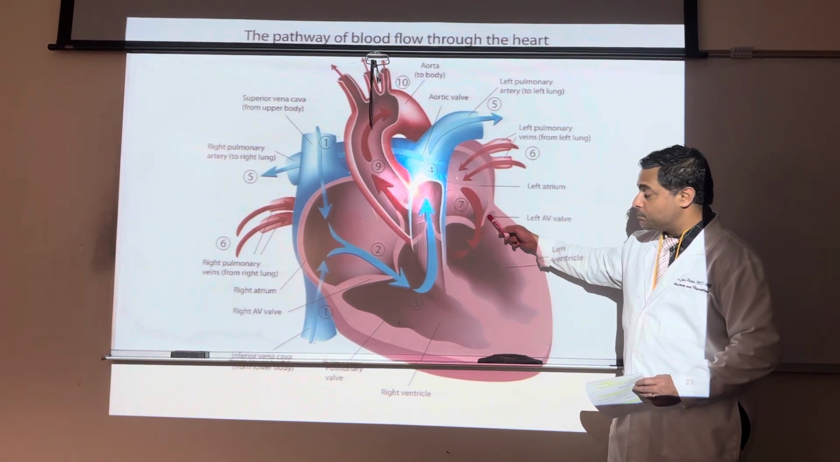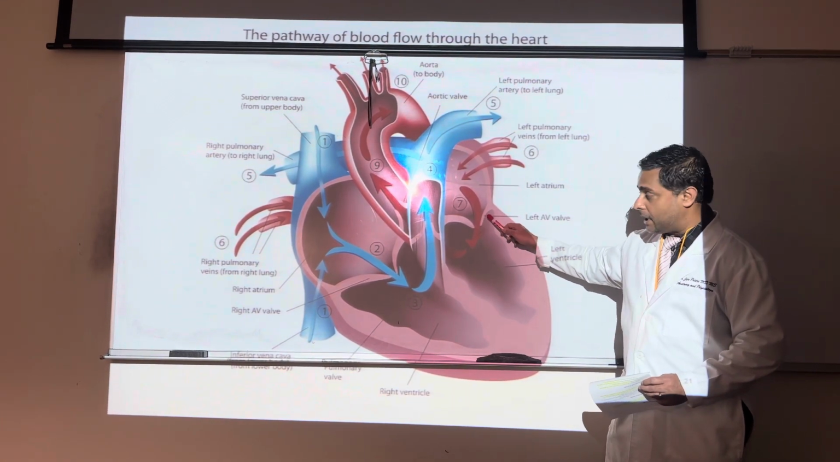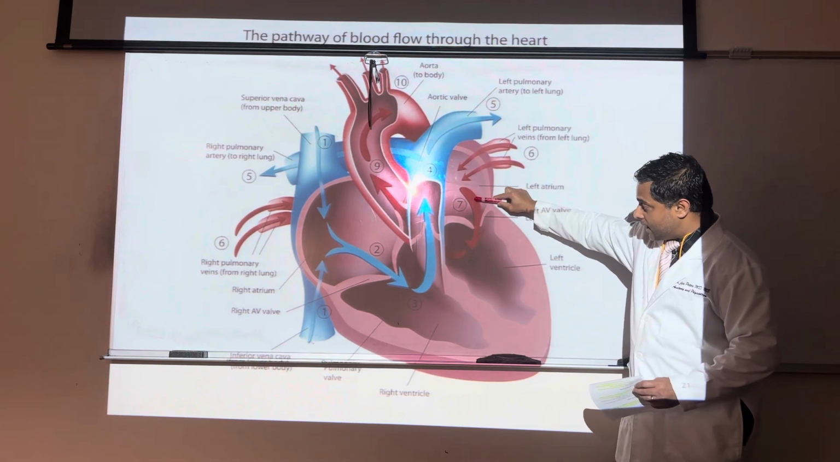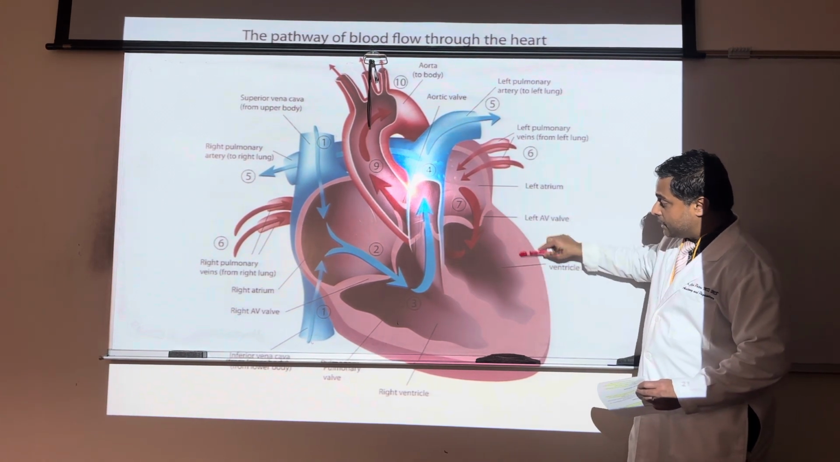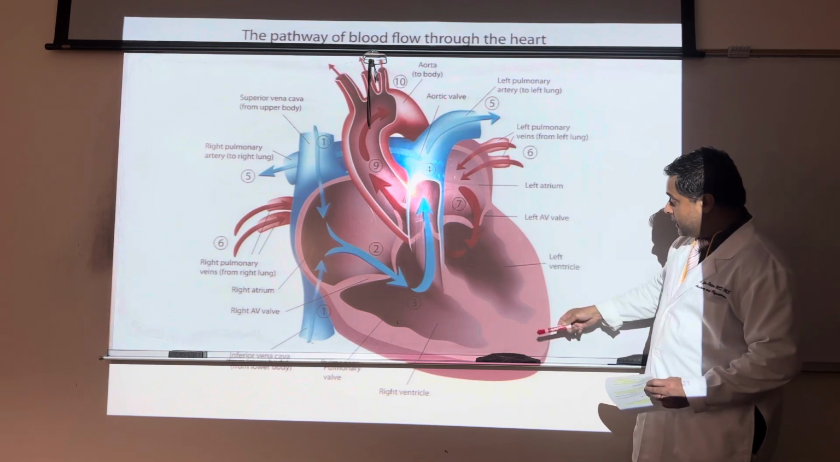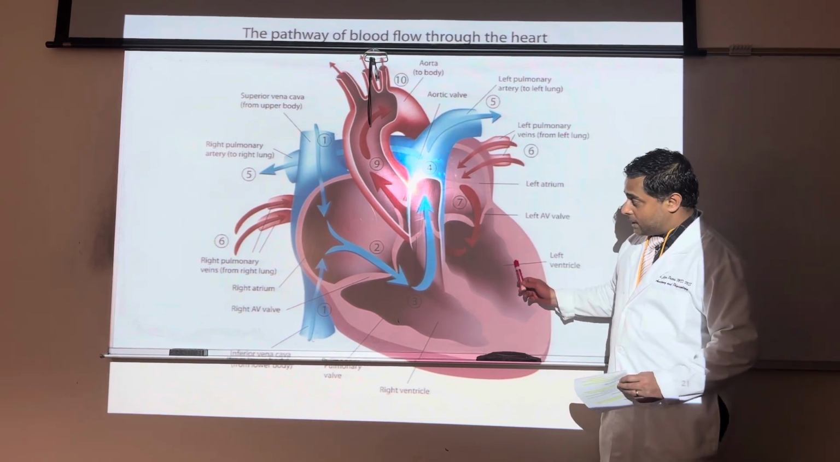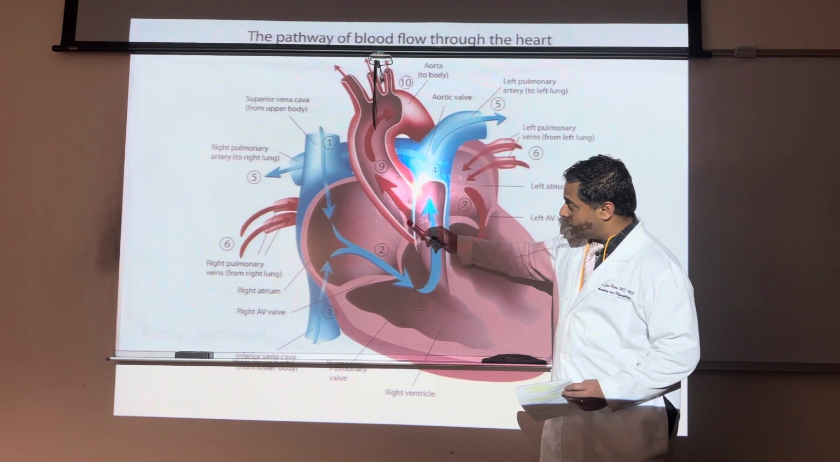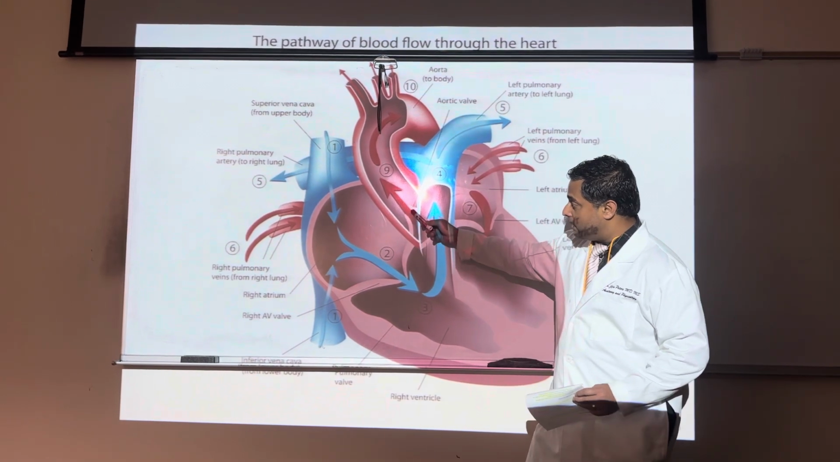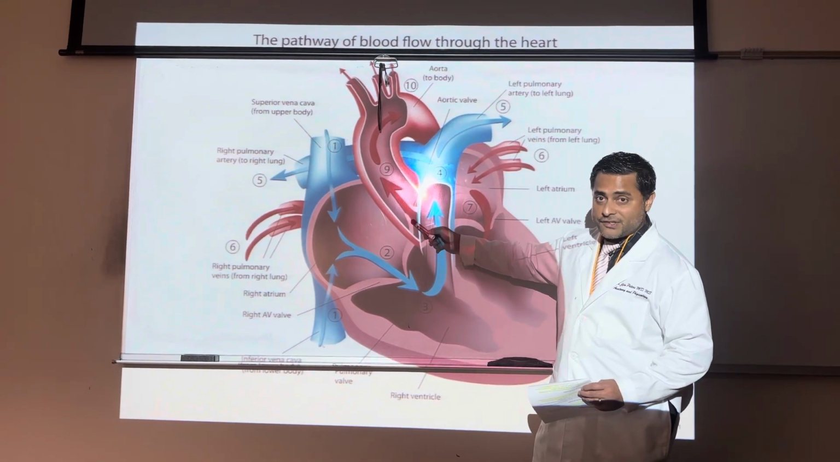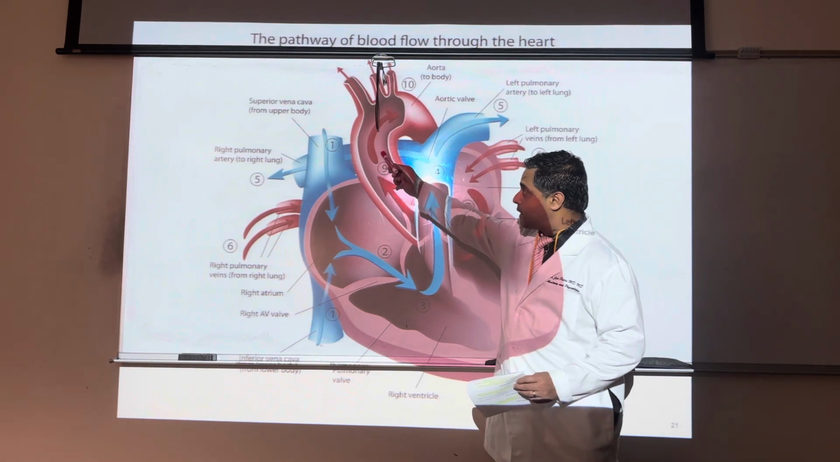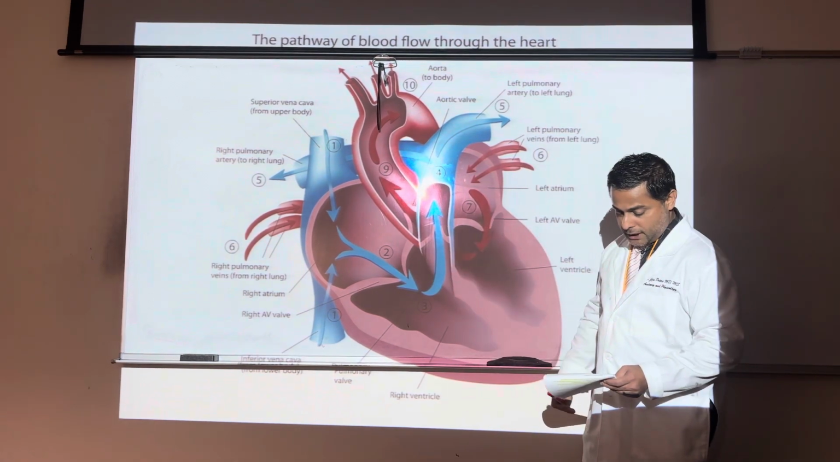Another name for that is mitral valve, also known as bicuspid valve. The oxygenated blood will then flow into this big main pumping chamber called the left ventricle. And when the left ventricle contracts, it's going to push the blood through these valves right here, which are called the aortic semilunar valves, into the aorta, from here to the rest of the body.